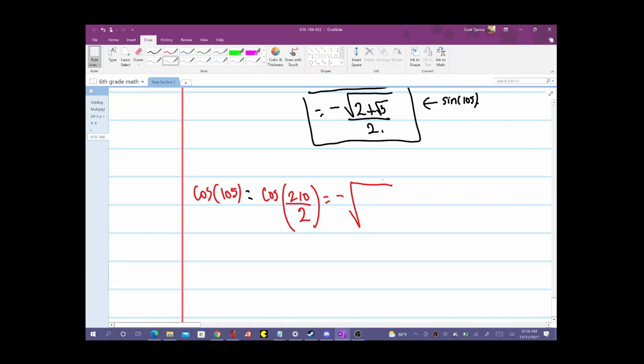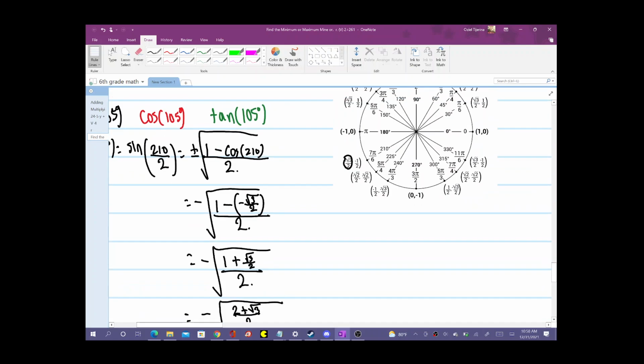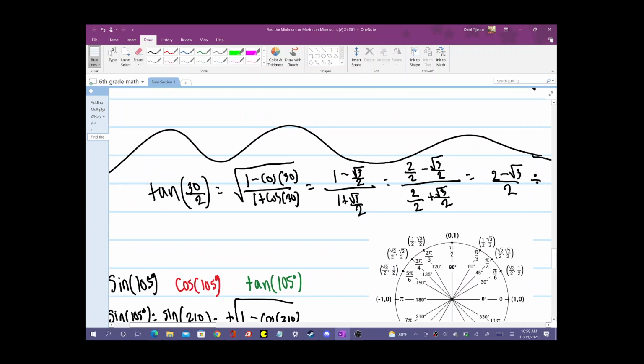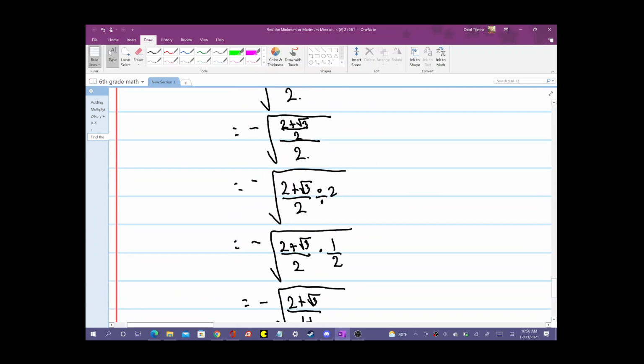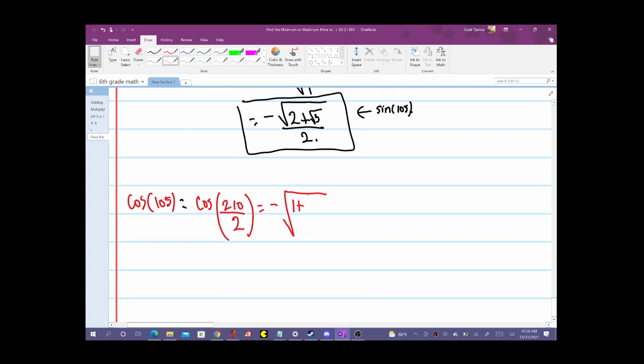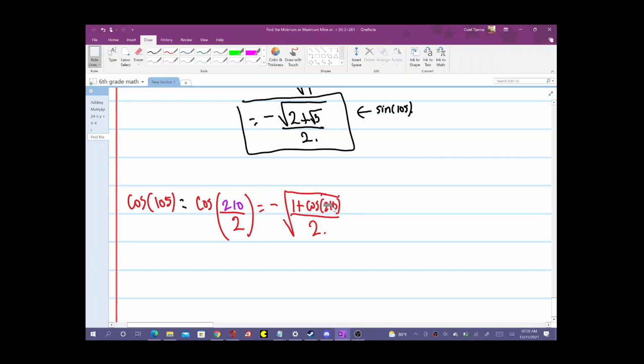Negative the square root of 1 plus cosine of theta all over 2. So it's going to be 1 plus cosine of 210 all over 2. Remember that because theta is 210. That's theta. Theta is 210. So let me actually do this so that you guys understand what I'm doing.